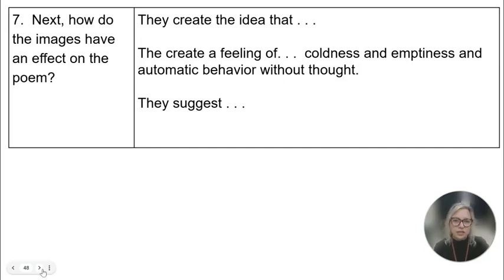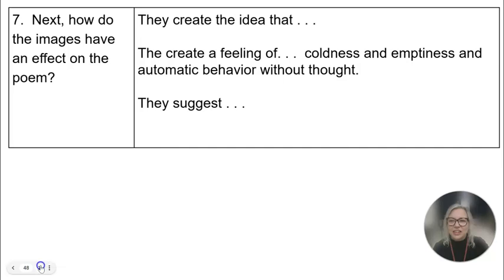Okay, next, how do the images have an effect on the poem? Feel free to use these sentence starters. They create the idea that, they create a feeling of, they suggest. Here I completed one. I said they create a feeling of coldness and emptiness and automatic behavior without thought. So that's how all three images have an effect on the poem.